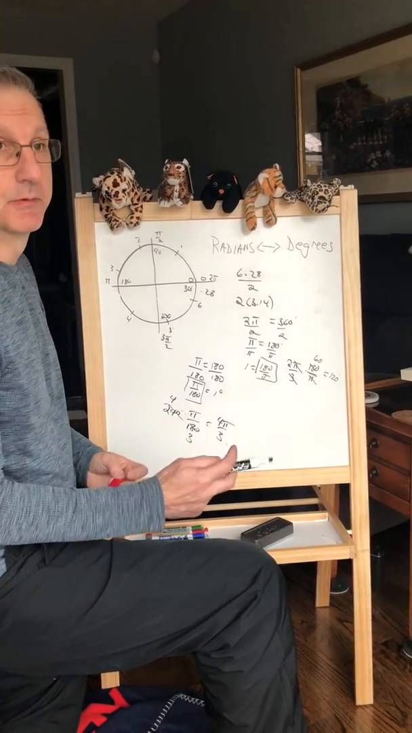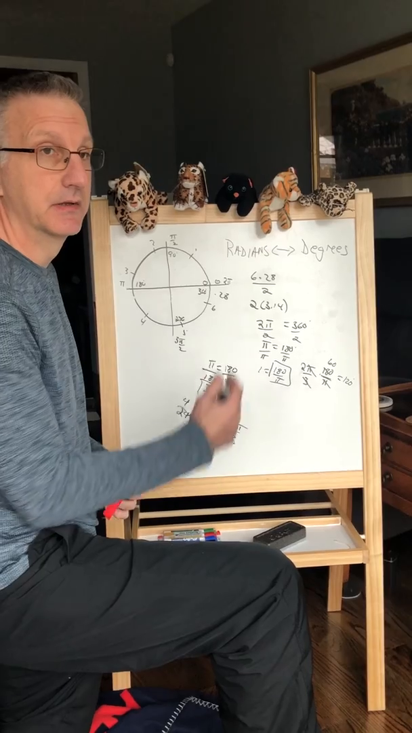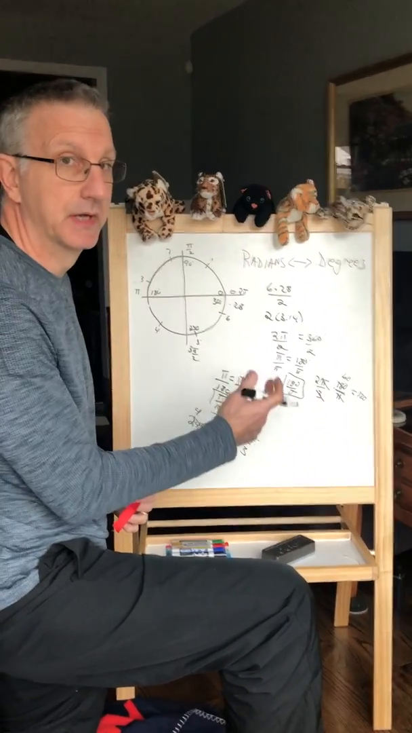All right, so that's a quick example of how you change radians to degrees and degrees into radians and what a radian is.